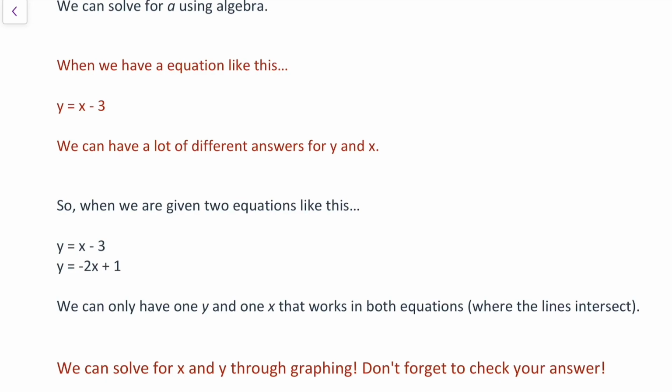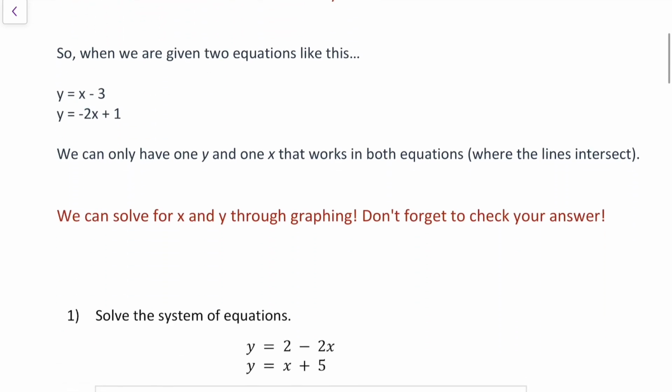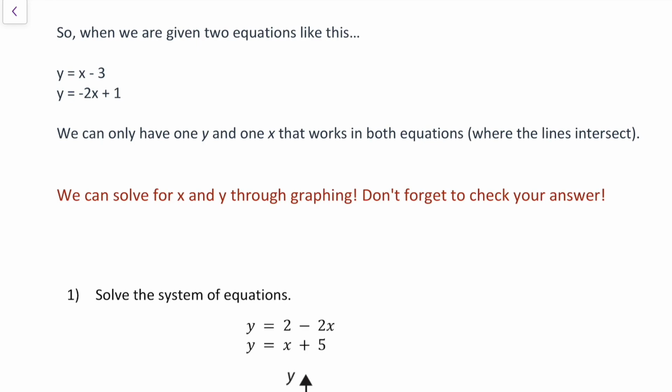However, if we're given two equations, like y equals x minus 3 and y equals negative 2x plus 1, what they're asking is what pair of numbers, what x and what y, would work in both equations. And in this case, for linear equations, so for straight lines, there's only one. There's only one pair of numbers that would work in both. And there's lots of different ways to figure this out and what this means.